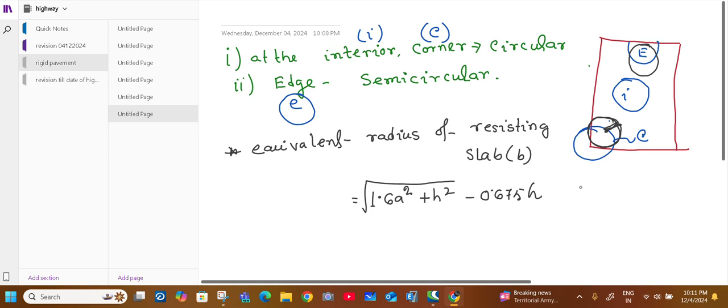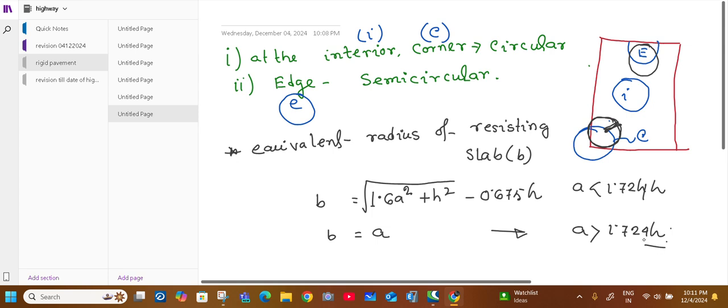This condition is when a is less than 1.724 h, and b equal to a when a is greater than 1.724 h. A is the radius of wheel load.